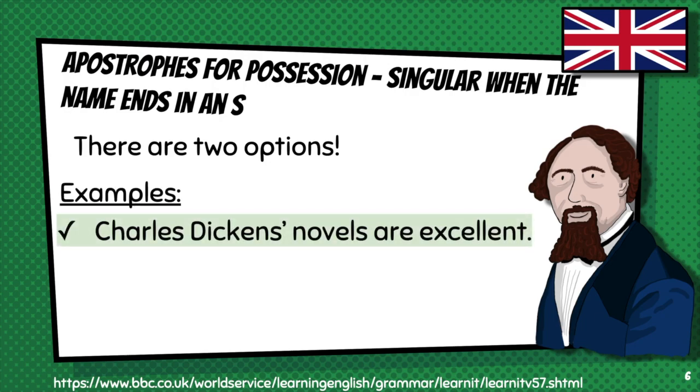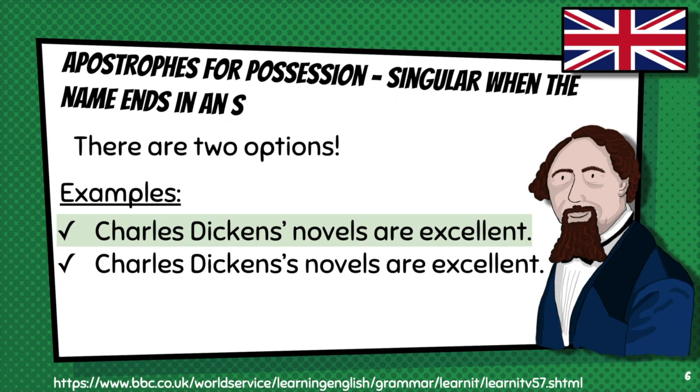So here we have Charles Dickens, and we want to say that his novels are excellent. So what we've done is we've just added on a little apostrophe after Dickens to show that the novels belong to him. So we don't add on an extra S, we literally just add on the apostrophe. There is a different way you could do it. You could do it like this. I tend to think that it looks a bit clunky and awkward, but it's actually not grammatically incorrect to add on an extra S at the end, but there's too many S's for me personally.